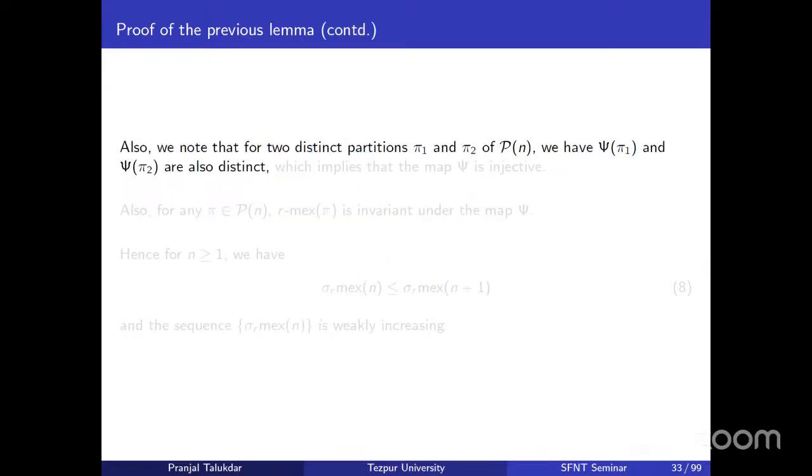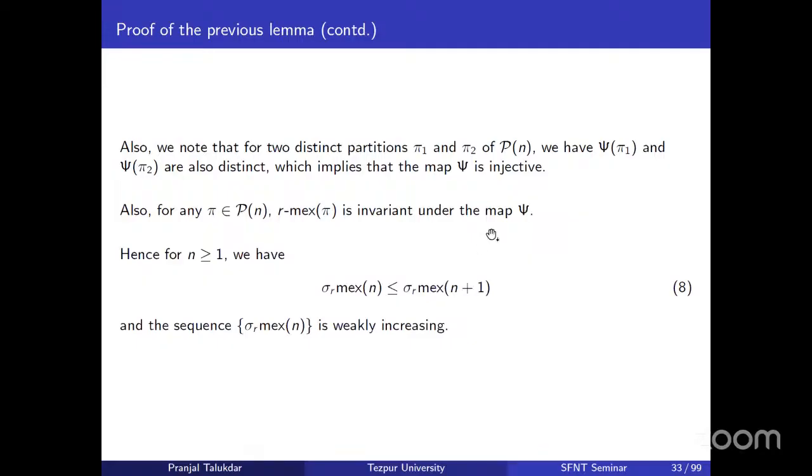So it is actually easy to observe that by our construction, if pi 1 and pi 2 are two distinct partitions of Pn, then their images will also be distinct. Which actually implies that this map is injective. And as we have discussed, Rmax remains invariant under this map, so this does not change. So from these two observations, we have this lemma that this sequence is weakly increasing.